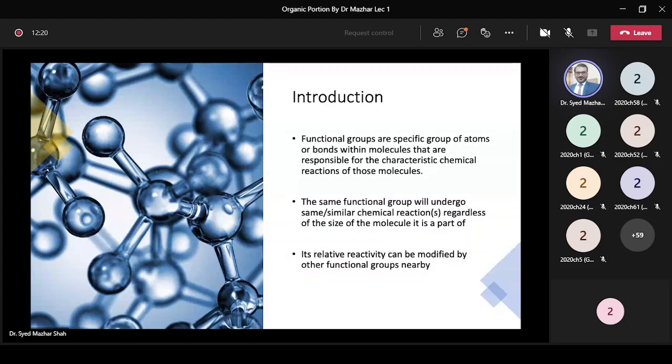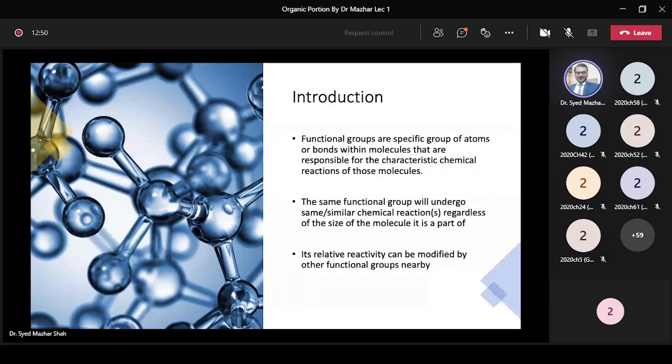Can anybody tell me a specific reaction of alkenes? Any specific reaction you have already read about in any course? Any one reaction of alkenes? Sir, addition reaction. Exactly. Hydrogenation, halogenation. Yes. So these are all types of reactions that alkenes can undergo.